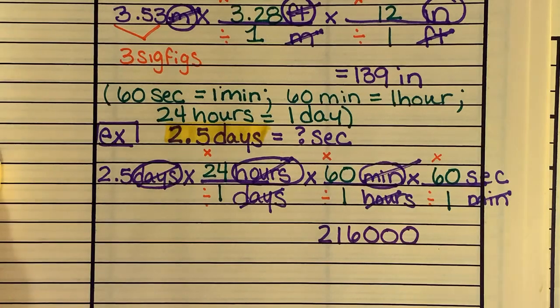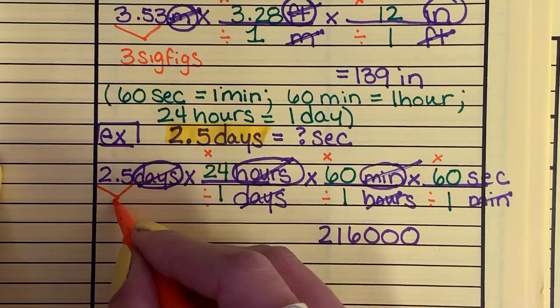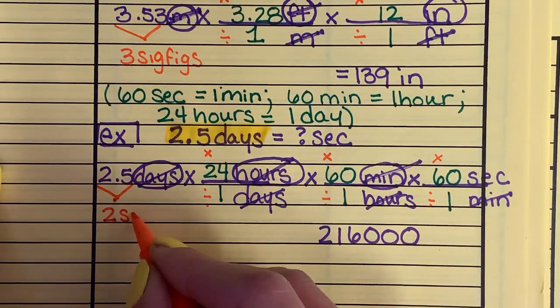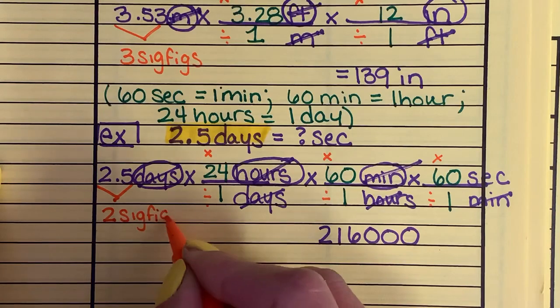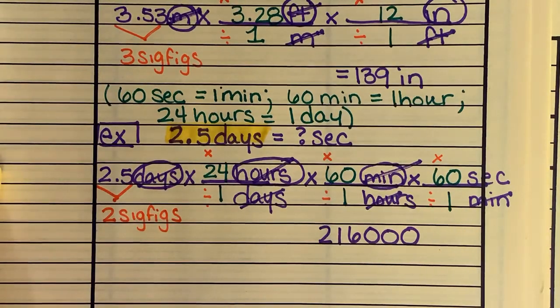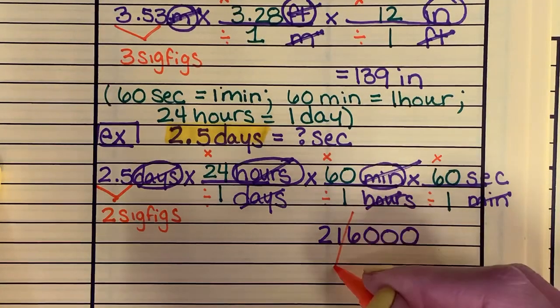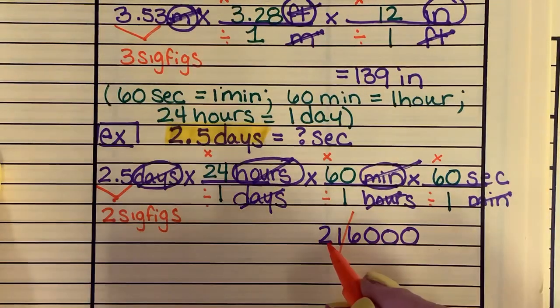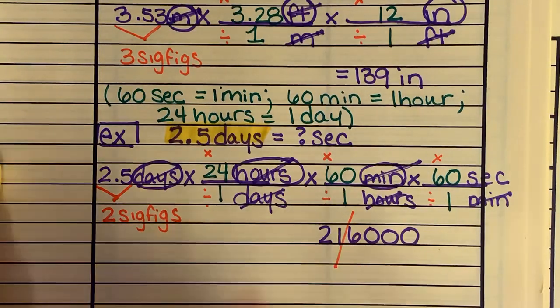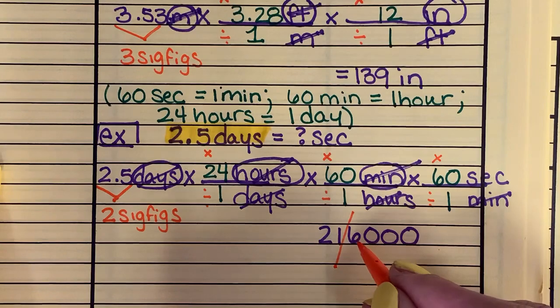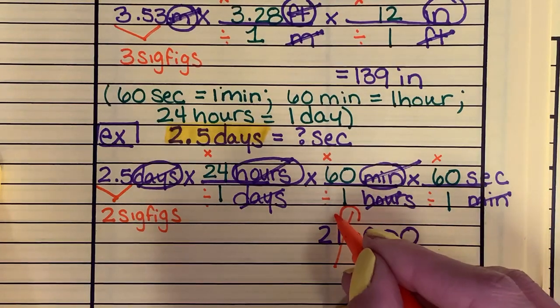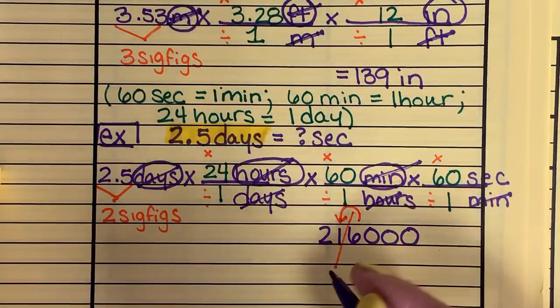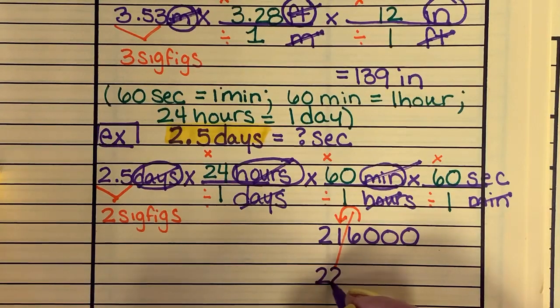Well, here's the problem. I still need to keep track of significant figures. I started with 2 sig figs. So I only get to keep 2 sig figs. 1, 2. Because this 6 is bigger than 5, I'm gonna round up. So this becomes 22.